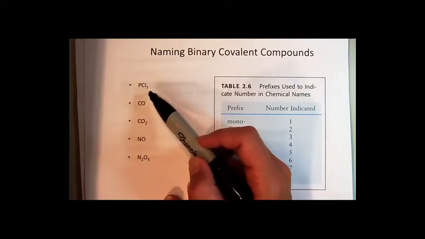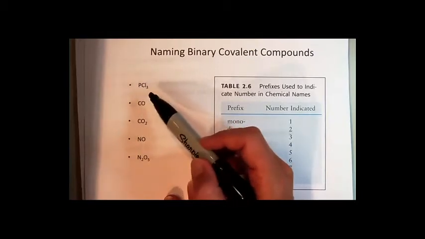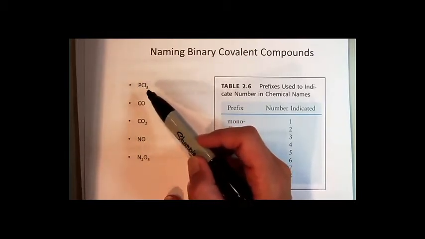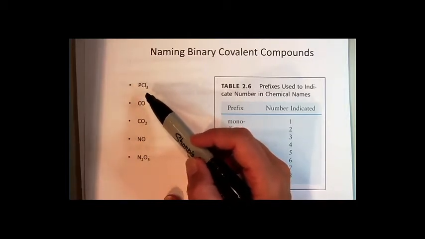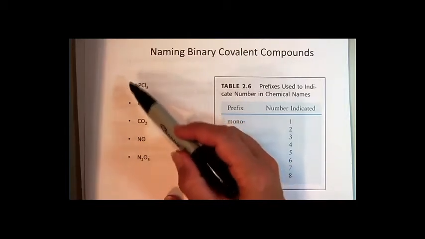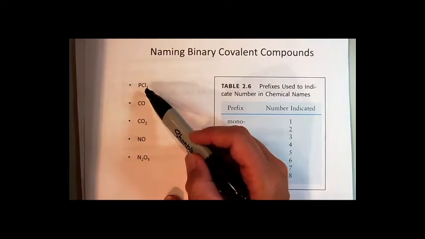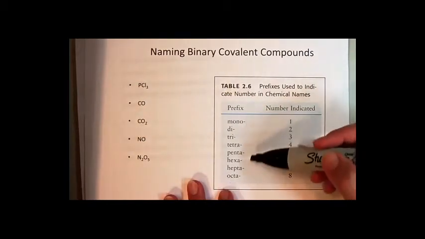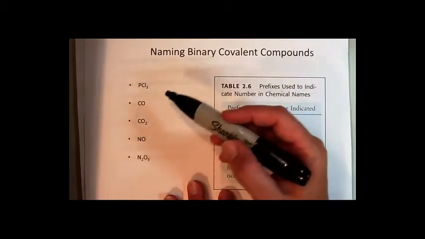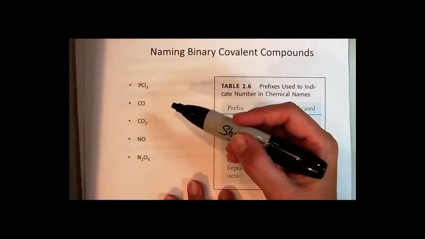If I was using the ionic system, this would be phosphorus chloride, but it's not an ionic compound. It's a covalent compound. With covalent compounds, we never know the number of the different types of atoms in the compound, so we have to use prefixes. We don't use prefixes for ionic compounds. We know how many elements are going to be in there based on the charge.